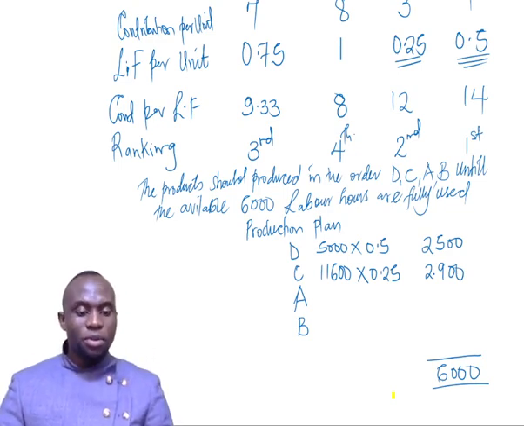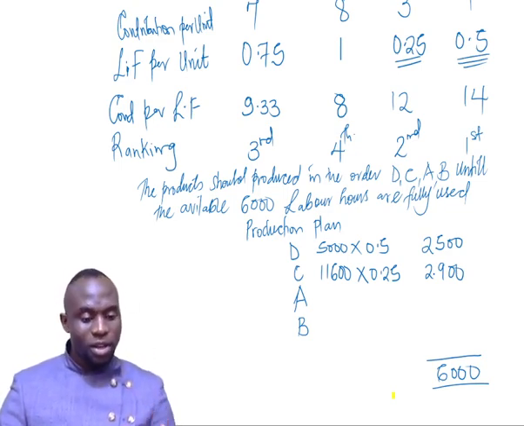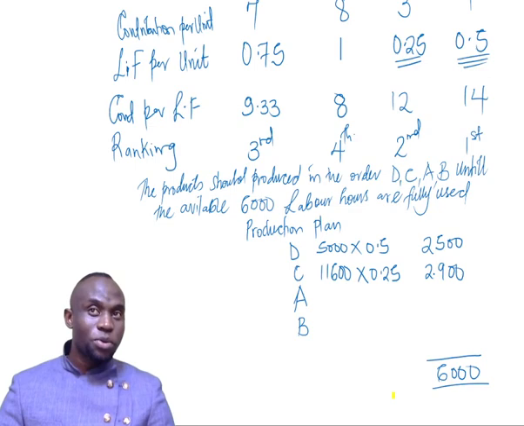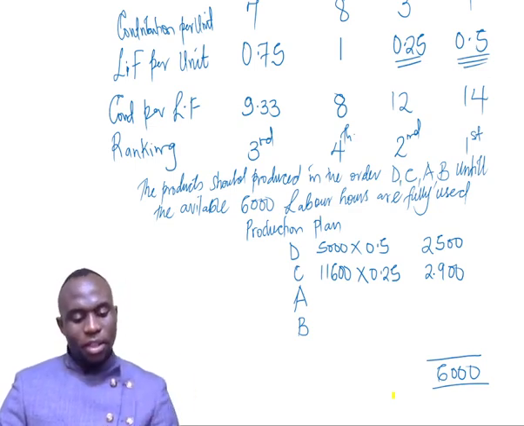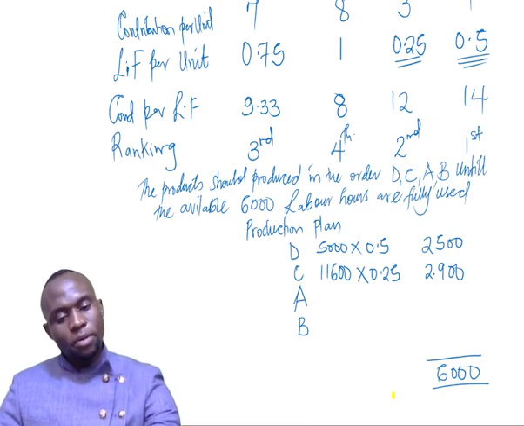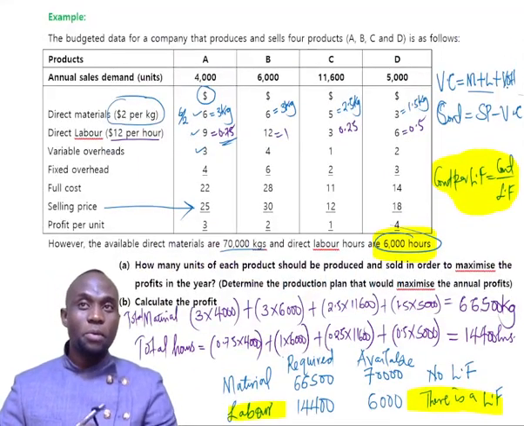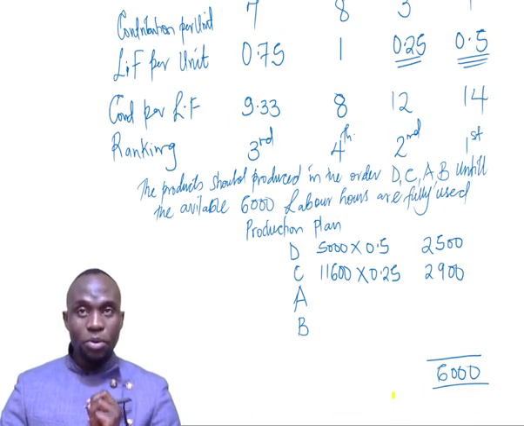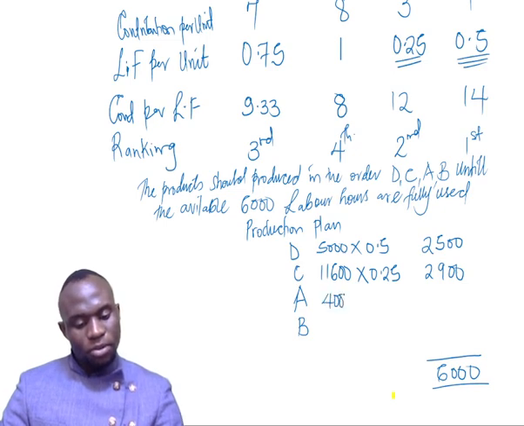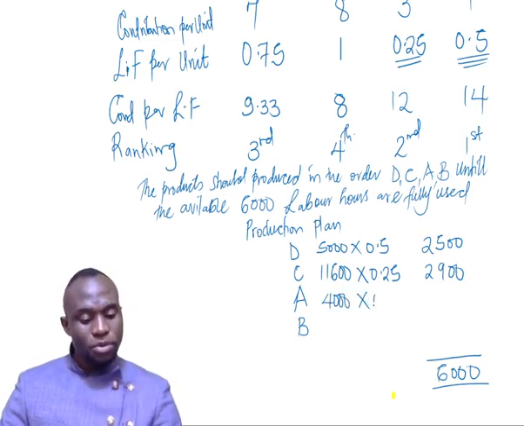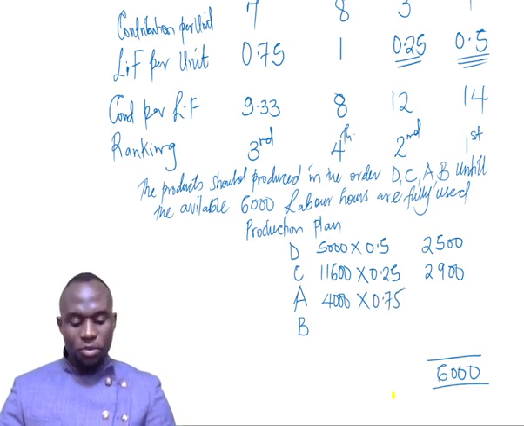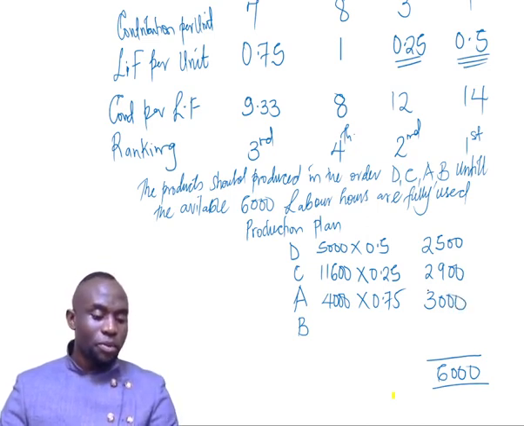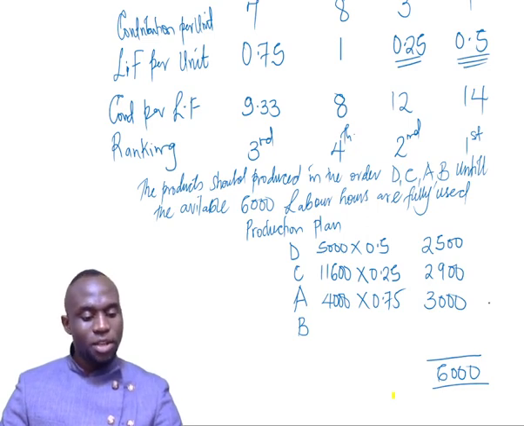So we can add up that total and see what happens. Even without adding precisely, 2,500 plus 2,900 is 5,400. So we still have some more hours. Then we can produce product A. How many units of A do we need? We need 4,000 units, but each unit uses 0.75 hours. If we multiply this, we get 3,000. So when we add up, the total is 8,400.